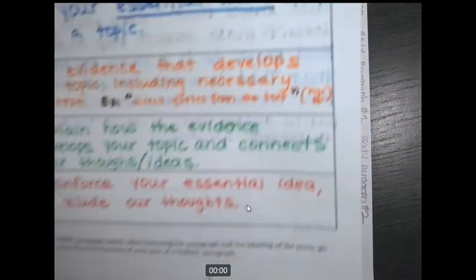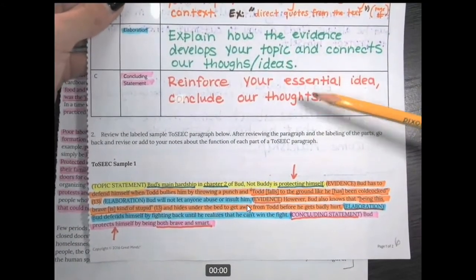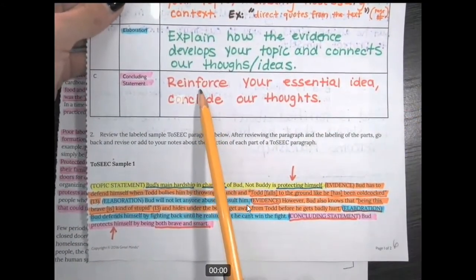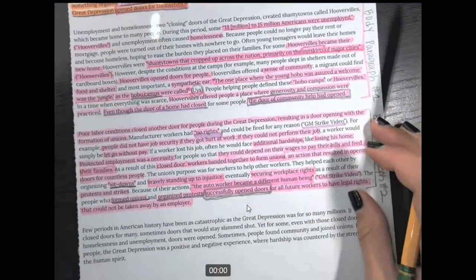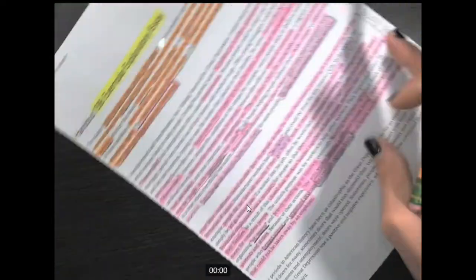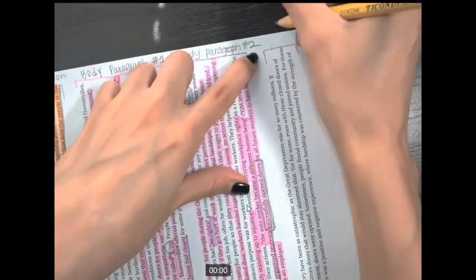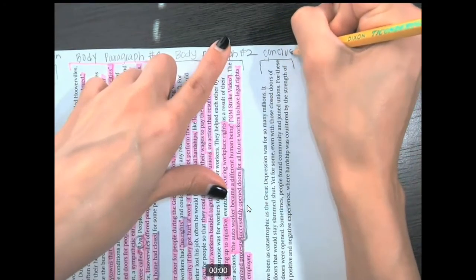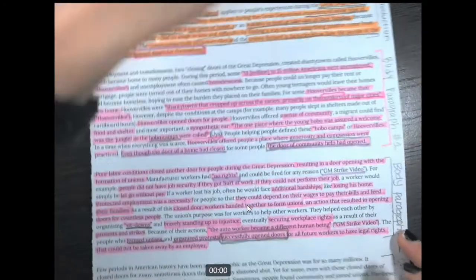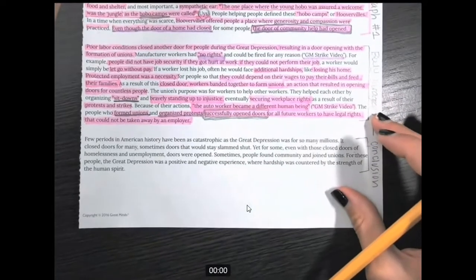important. Now we're going to go ahead and focus on our concluding statement where we're going to close off our essay and just reinforce our essential idea and conclude our thoughts. So let me go ahead and start reading this to us. Once again, this is going to be our conclusion and how we close off our essay.